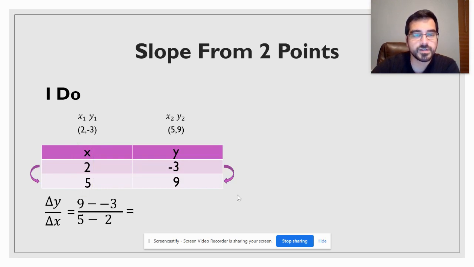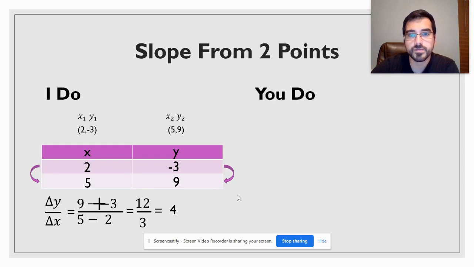I know 9 minus negative 3. When I subtract the negative, I know I have to make that into a positive. So that's equal to 9 plus 3. 9 plus 3 is equal to 12. 5 minus 2 is equal to 3. 12 divided by 3 is equal to 4. Now you go ahead and try the next one.